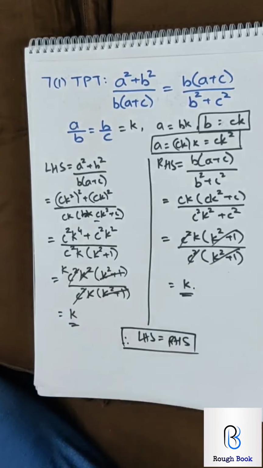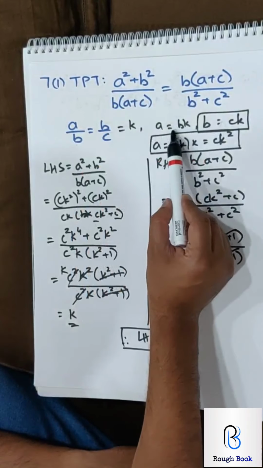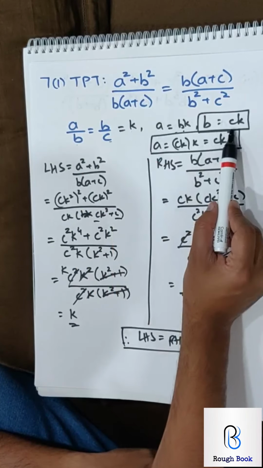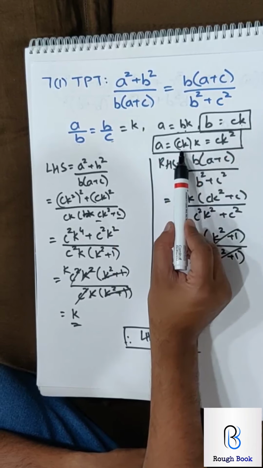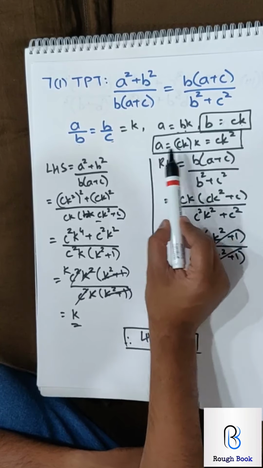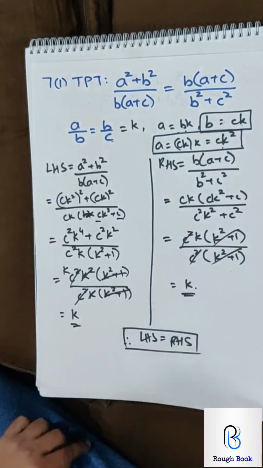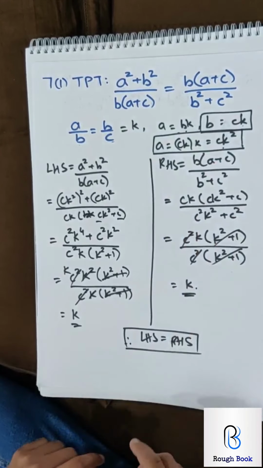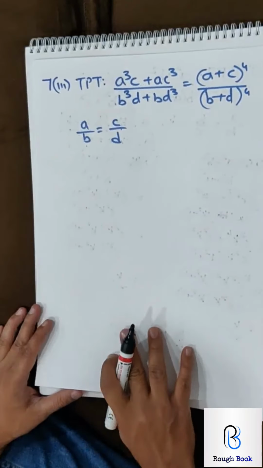Once again let's repeat the start. Many people get stuck here only. A is BK and B is CK. But this CK I can push in the terms of B here. So I get CK square. So wherever there is A we will substitute this. Wherever there is B we will substitute this. On substituting both sides will become same and therefore we can say LHS equals RHS.